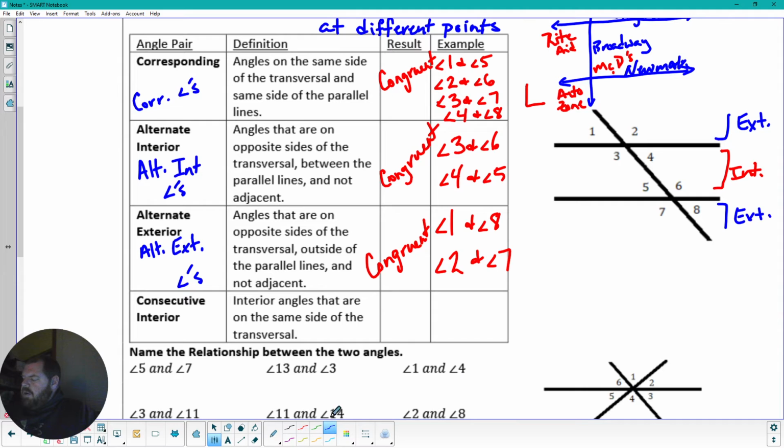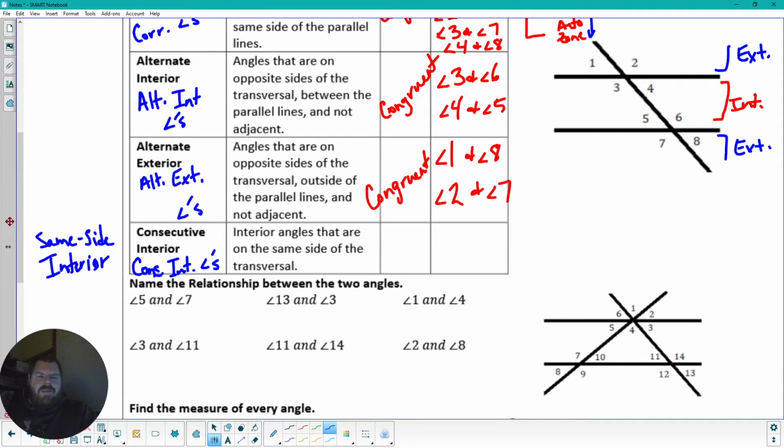The last one that we'll talk about here are consecutive interior. For an abbreviation, we'll say cons int angles. Okay. Another way you may have heard of these before is same side interior. I don't really like that name. It's not official enough for me. It's a little lazy of a way to say that for me. So I'm not the biggest fan of that. I realize now you can't really see that. I'm in the way. But same side interior, it's a good way to think about it.